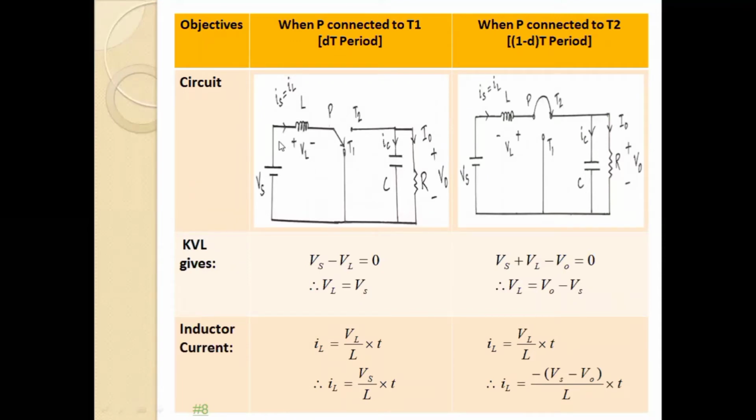Now, when P is connecting to T1, what is happening? This source, this inductor, this part forms a KVL, and you should think that the capacitor is in steady state. So the capacitor is previously charged, and this is supplying my load. So I'll apply KVL in this part. See, current is flowing in which direction? This direction. So it comes out from the positive, it enters in this direction. So this is plus, this is minus.